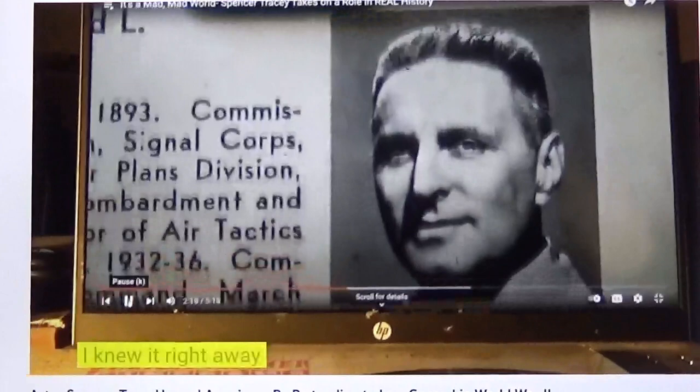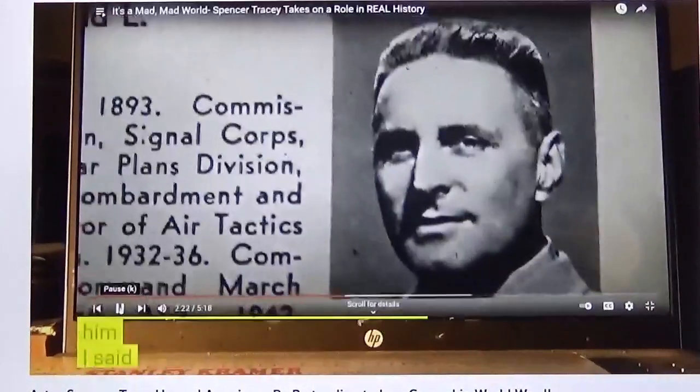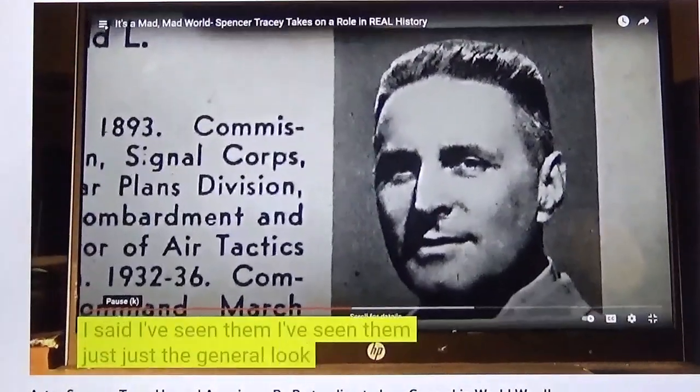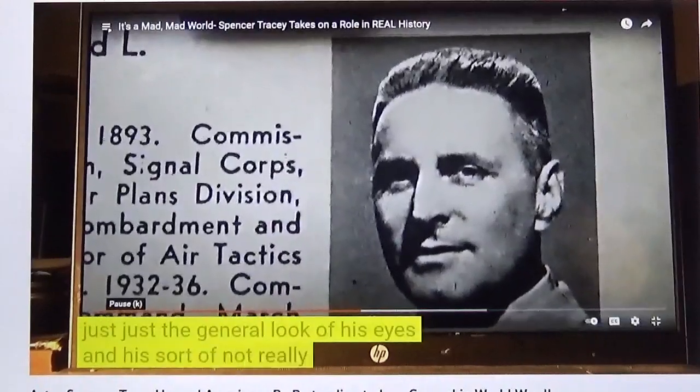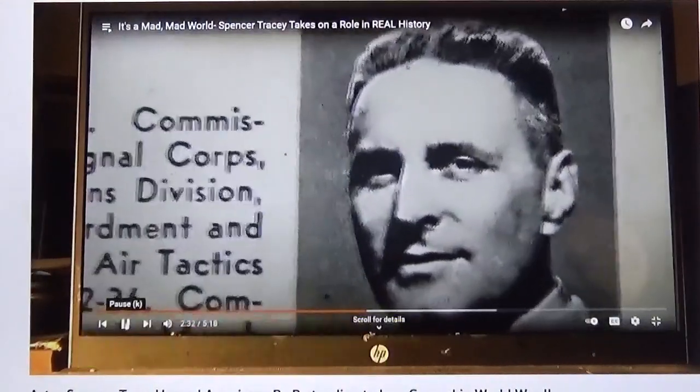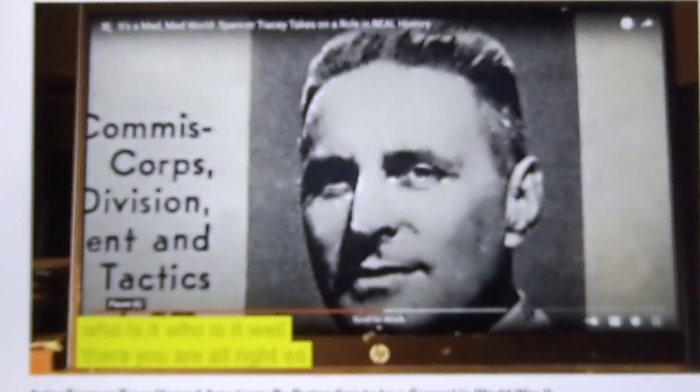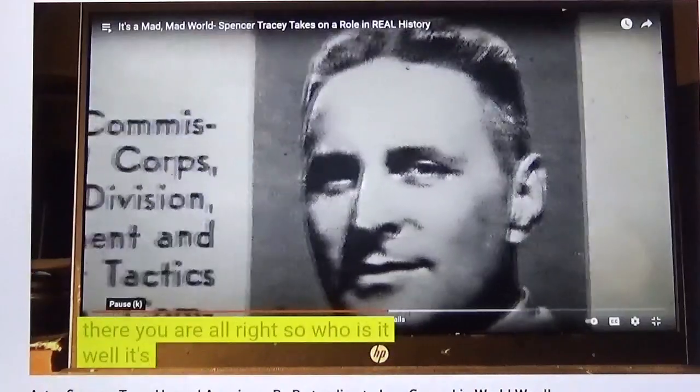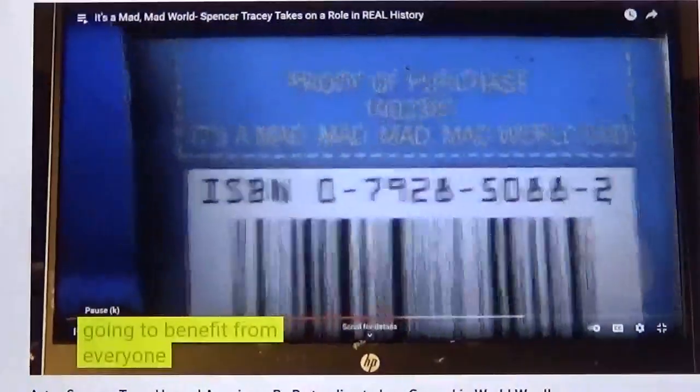I knew it right away as soon as I saw him. I said, I've seen him, just the general look of his eyes and his sort of not really a smile. I said, I know him, I know him, I know him. Who is it, who is it? Well, there you are. All right, so who is it? Well, it's none other than the one who played that captain in that movie that was going to benefit from everyone who was after the money.